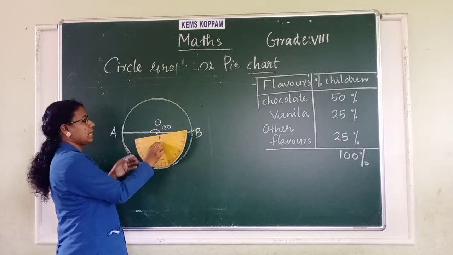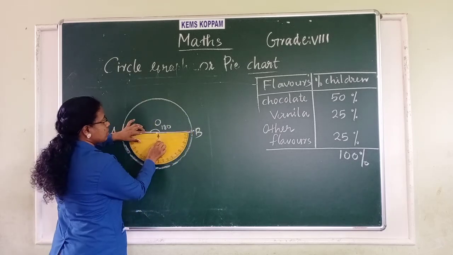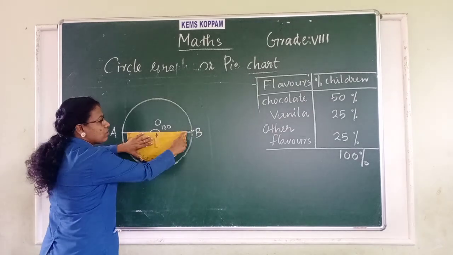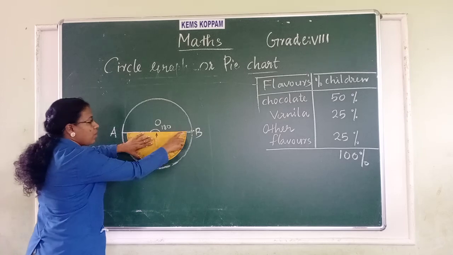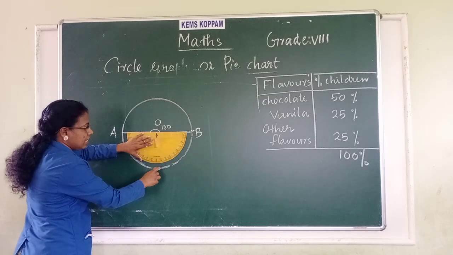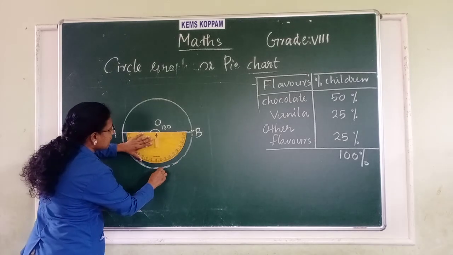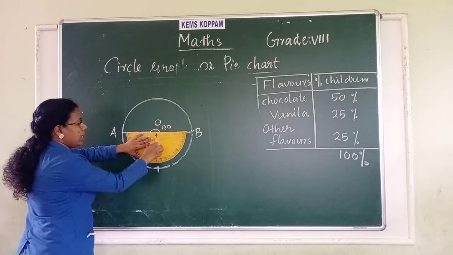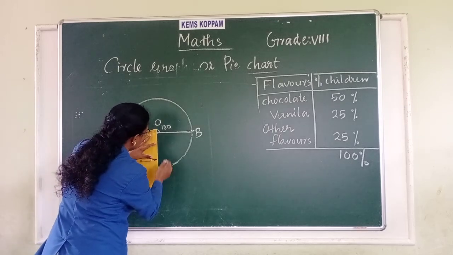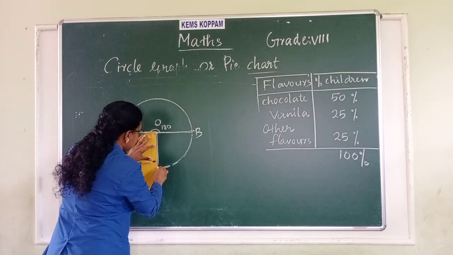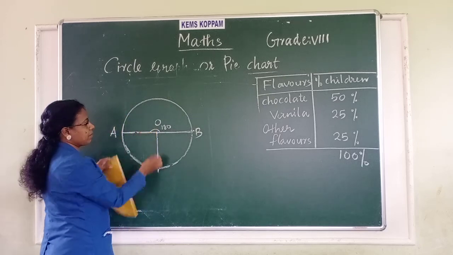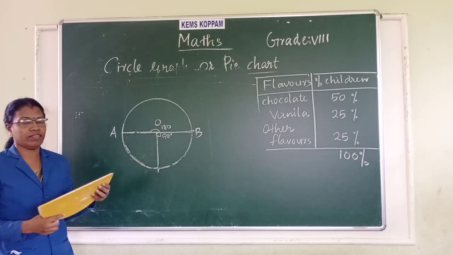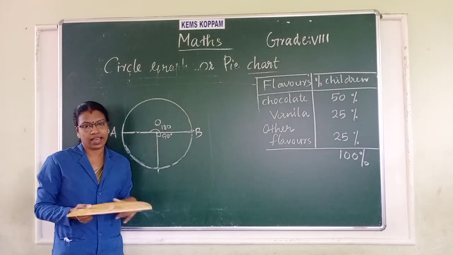You can keep your protractor like this. This is the center and this is our baseline. Start counting from here, 0 to 90. The next higher angle is 90, so 90 comes here. Then join the line. You will get the next sector angle of 90 degrees. The second, vanilla flavor sector, has a central angle of 90 degrees.